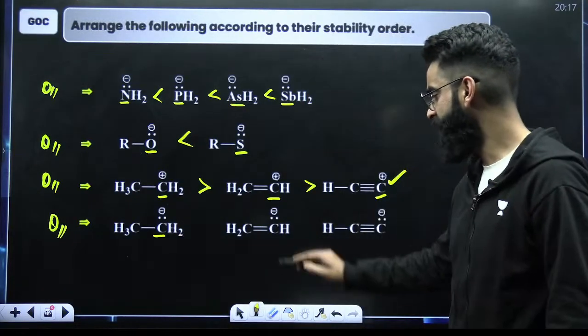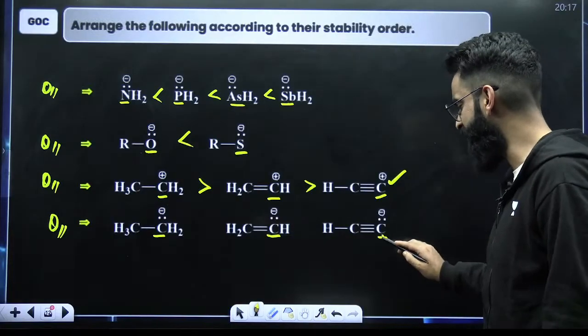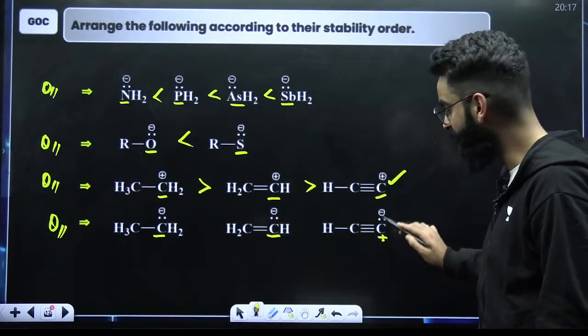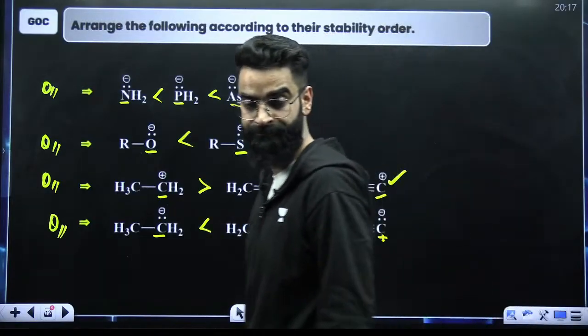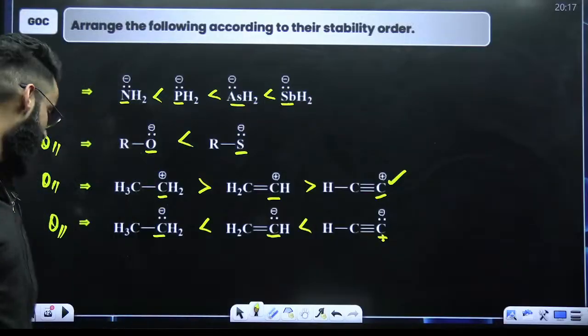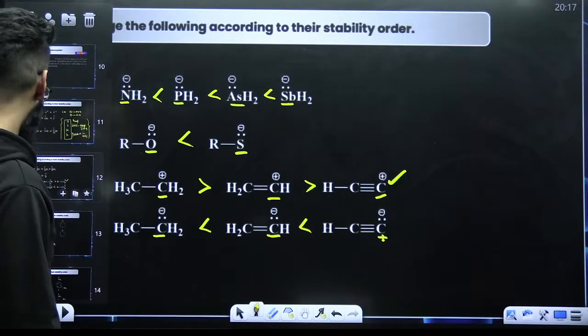Look at the next one. Again, single bonded carbon, double bonded, triple bonded. This carbon has more s character, more electronegativity, and negative charge is more stable on more electronegative. So this is going to be the order over here. I believe this is super clear to everyone. I'm moving on to one more.